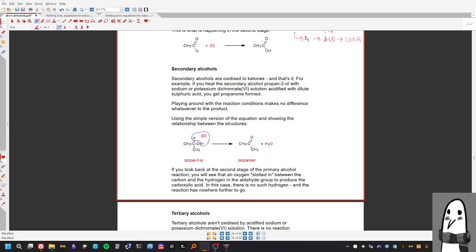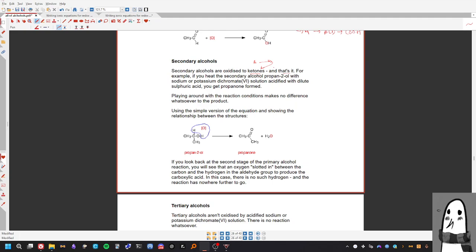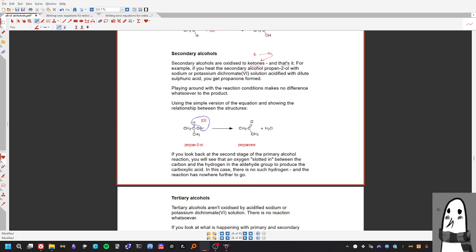Now, secondary alcohols are oxidized to ketones, and that's it. It's straight from the alcohol straight to the ketone. For example, if you heat up the secondary alcohol propan-2-ol, the alkyl group that's attached to the OH group is bonded to two other things, as you can see over here. This carbon is bonded to two others, here and here.